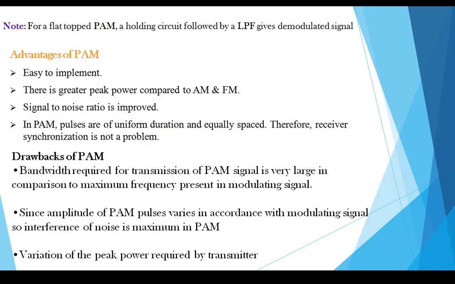These can be overcome by our next topic, the pulse time modulation schemes. In that you will have two: pulse width modulation and pulse position modulation. I hope you are clear with pulse amplitude modulation. You are varying the amplitude of your pulses according to your message signal, but the drawbacks are that the bandwidth requirement is high, there is interference of noise, and the peak power is also high. So that's the reason we go for pulse width and pulse position modulation.